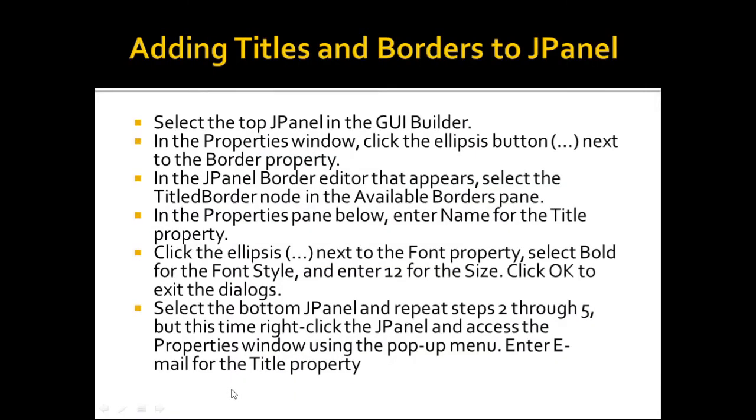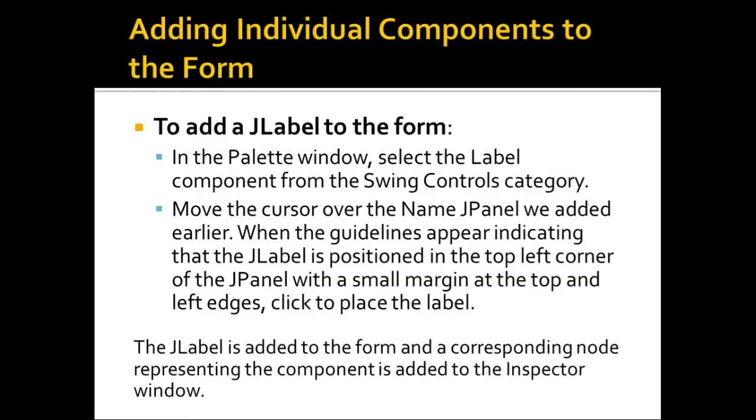Okay, let's proceed. So we have done that. To add a JLabel to the form, in the palette window, select the label component from the swing controls category. Move the cursor over the name JPanel we added earlier. When the guidelines appear indicating that the JLabel is positioned in the top left corner of the JPanel with a small margin at the top and at the left, click to place the label. So the JLabel is added to the form and a corresponding node representing the component is added to the inspector window. So let's try that.